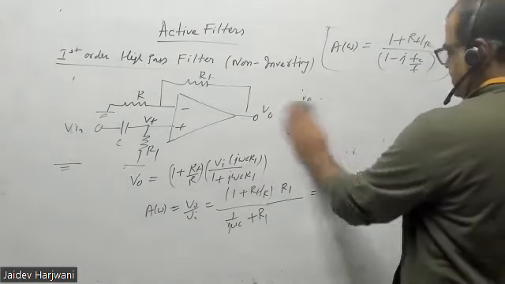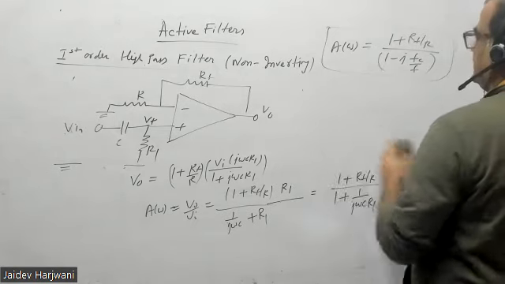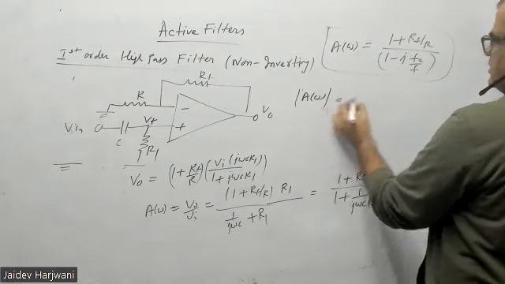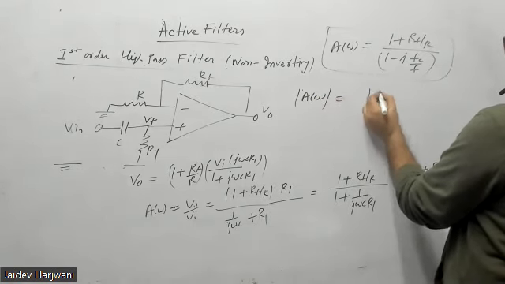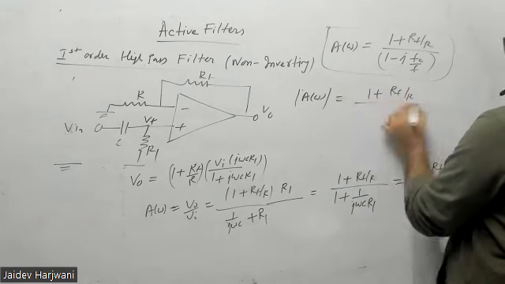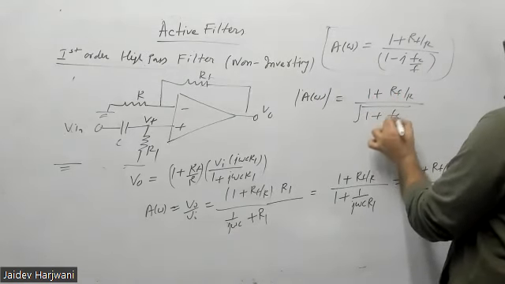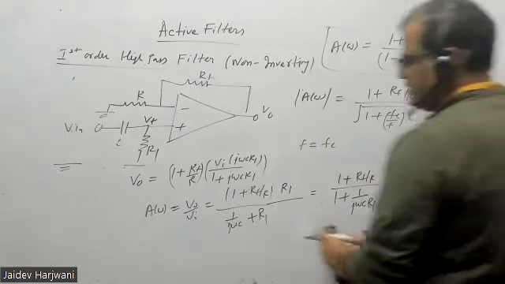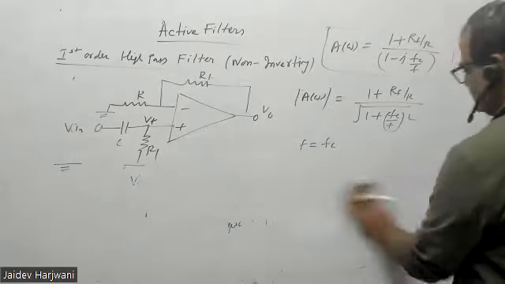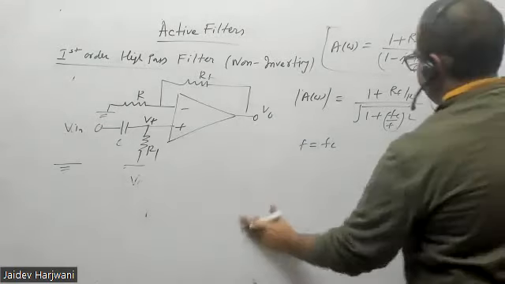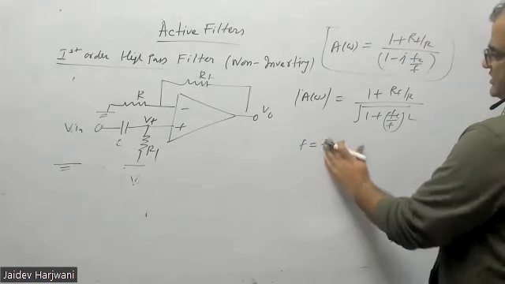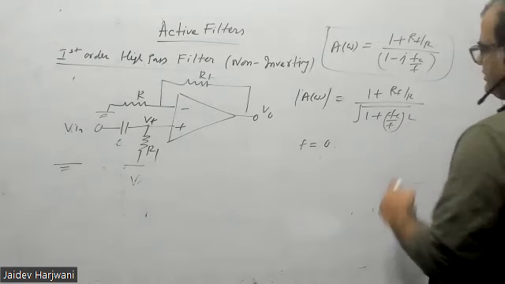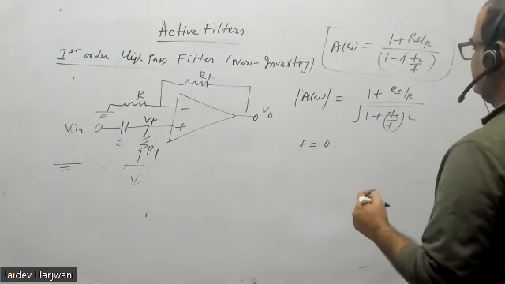So your gain again becomes 1 plus Rf by R upon under root 1 plus Fc upon F whole square. F at F equal to Fc. Okay, first check at zero. If it's F equal to zero, and then infinite. What will become, tell me?